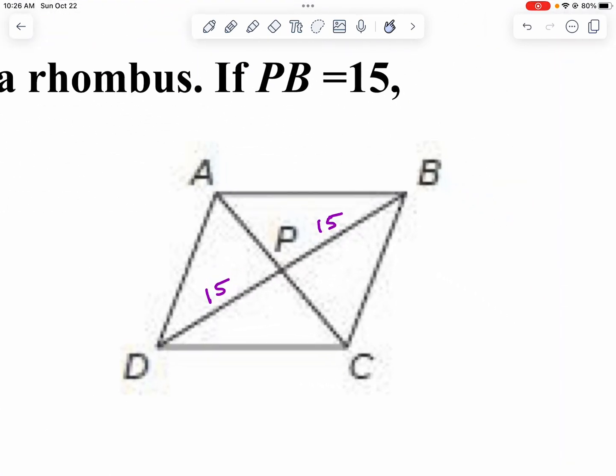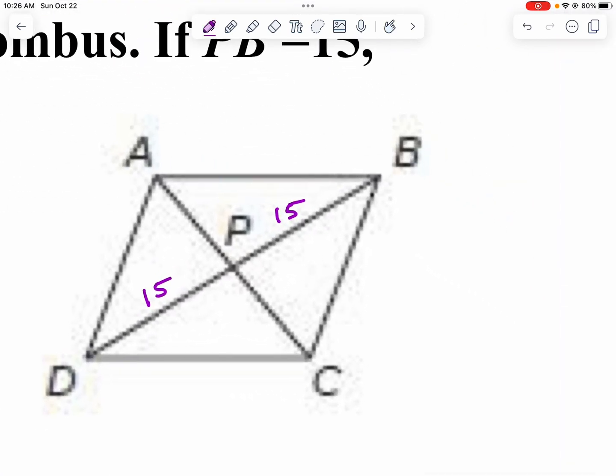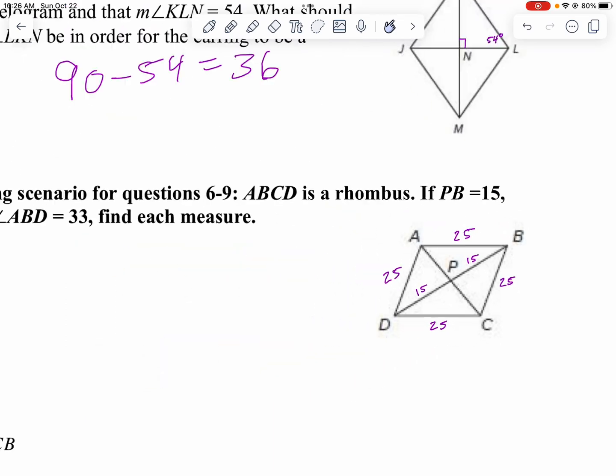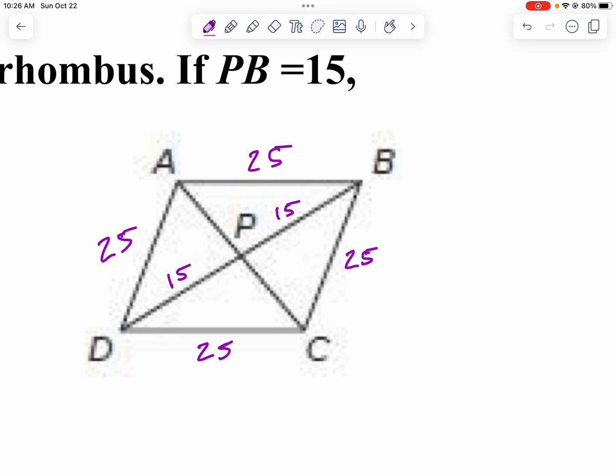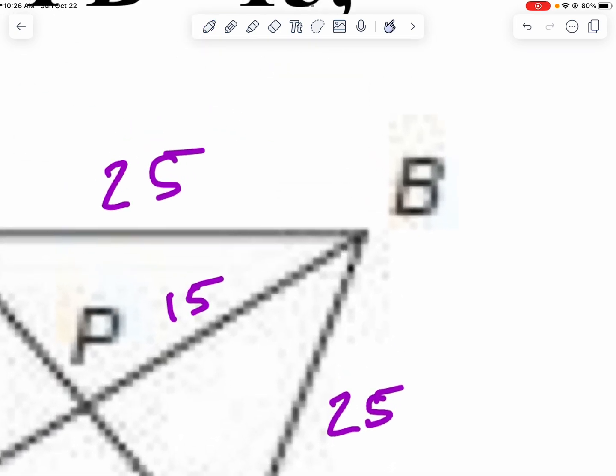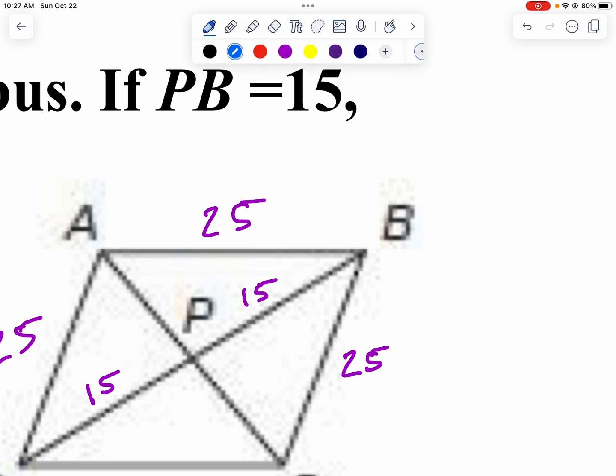What else do we know? We know A to B is 25. Since it's a rhombus, that tells me all my sides are 25, because rhombus means it's equilateral. I don't know if I'll need that, but I want to put it in. And we know ABD is 33. So A to B to D is 33. I think I'll use a different color here. That's as big as it gets, so I'll put 33 in here.